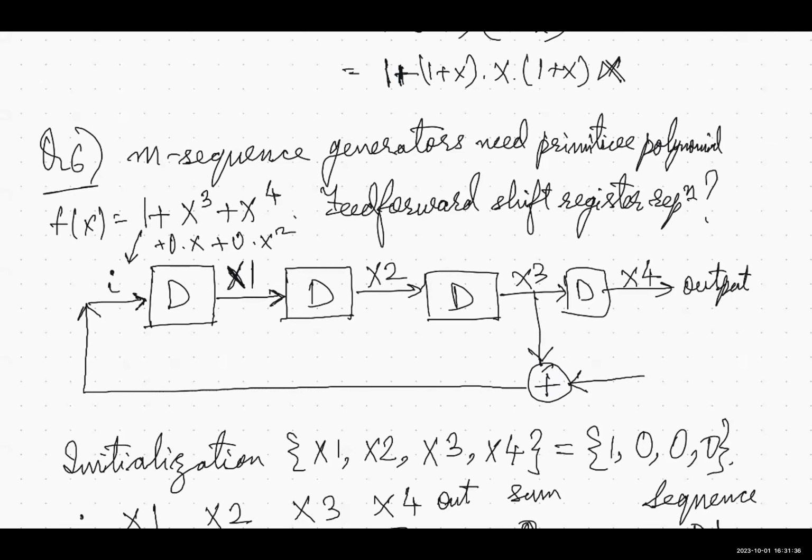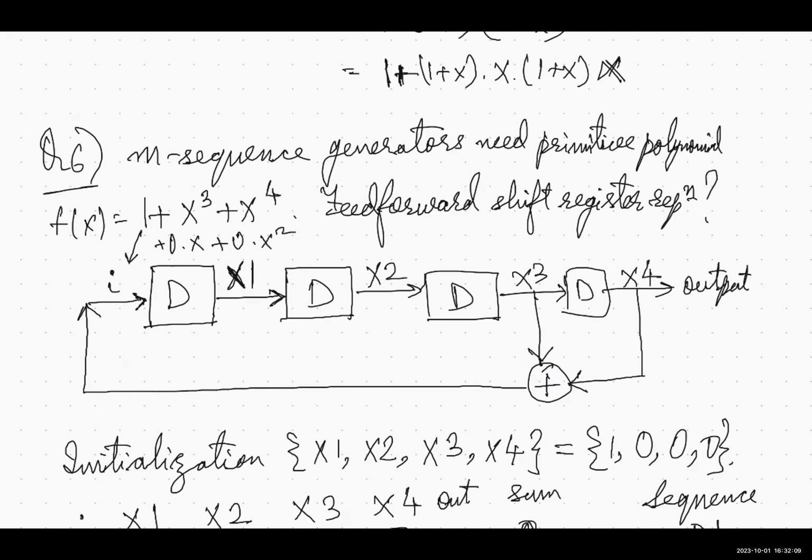How will this diagram change in different cases, sir? It depends. If you have x cube plus x to the power 4, you take these two lines, x3 and x4, add them and feed it to the input. If it was something different, like x plus x4, you take the corresponding two lines and add them. If it was x2 plus x4, you take this line, or x1 plus x3, you take this and add.